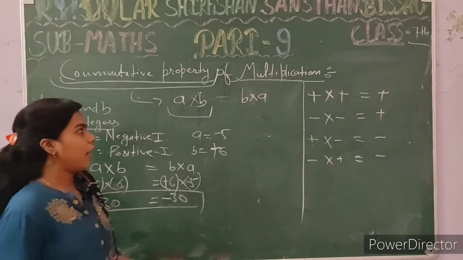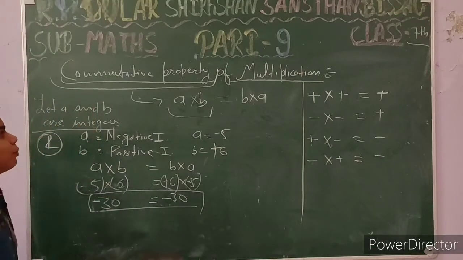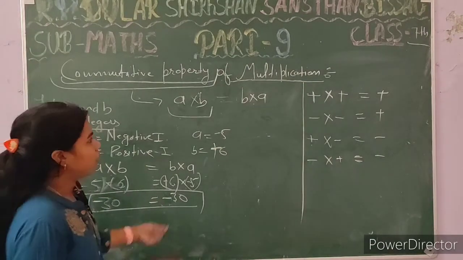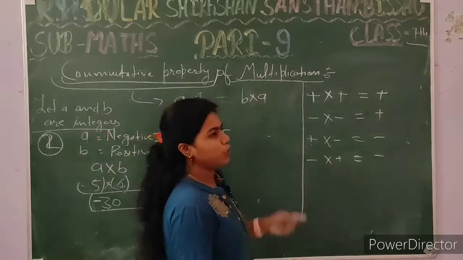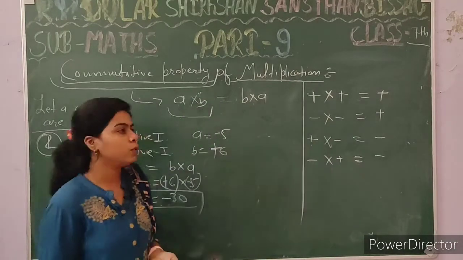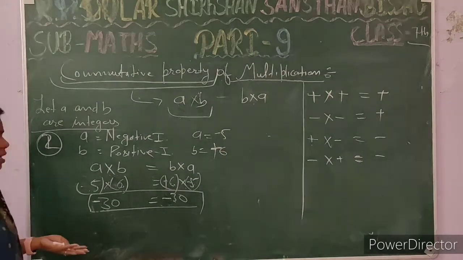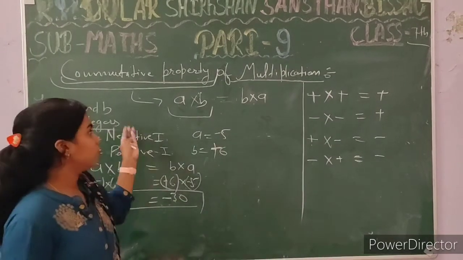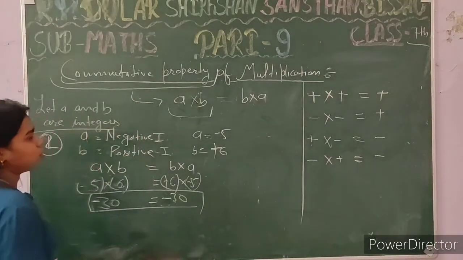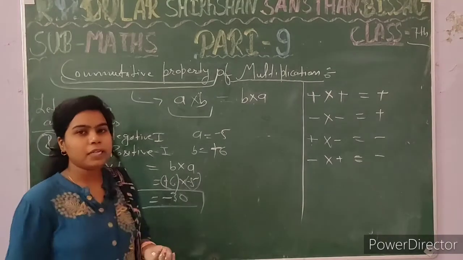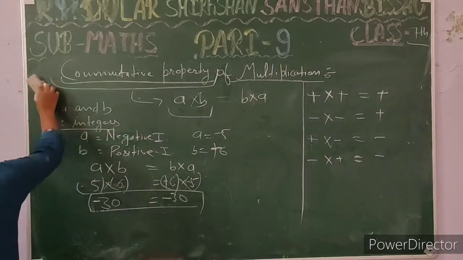So students, in today's class I told you about the commutative property of multiplication, A into B is equal to B into A. Okay, so this concept is clear. I told you about the four types of commutative property of multiplication in today's class. I give some homework according to today's topic.